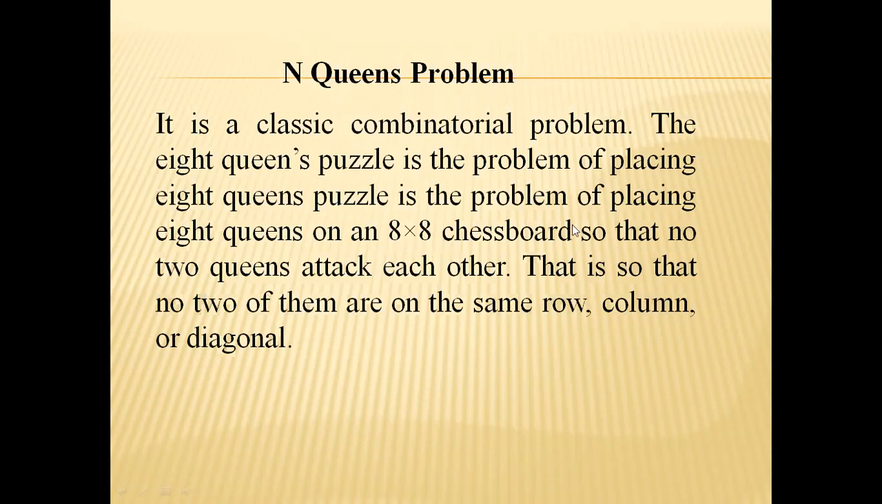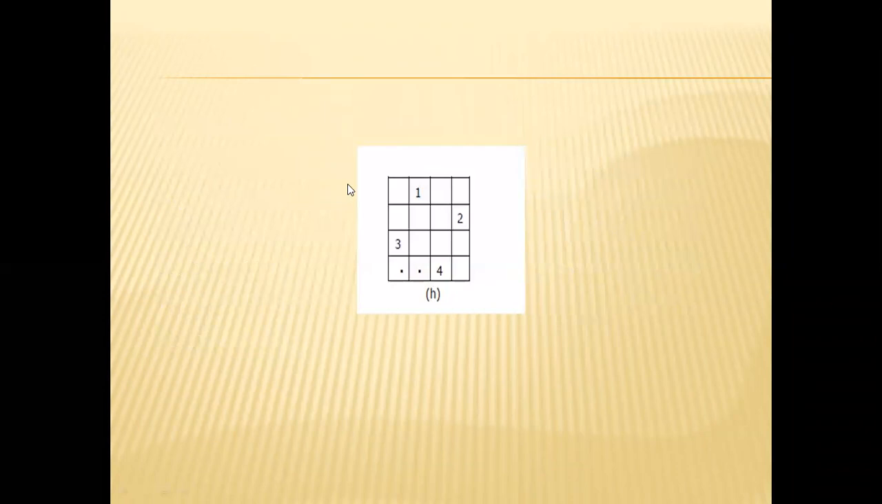In the eight queen problem, the queens are placed on the chessboard. No two queens are in the same row, same column, same diagonal. So in the n queen problem, in an n by n chessboard, the n queens are placed. No two queens are in the same row, same column, same diagonal. For example, here in a 4 by 4 chessboard, there are four queens placed. No two queens are in the same row, same column, same diagonal.